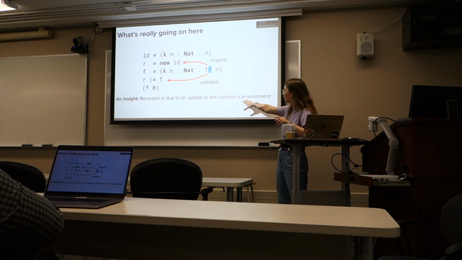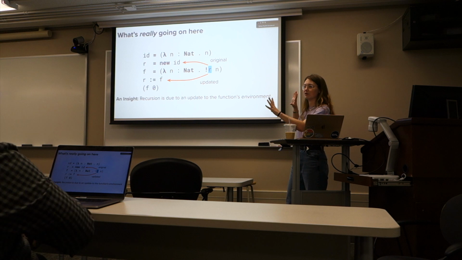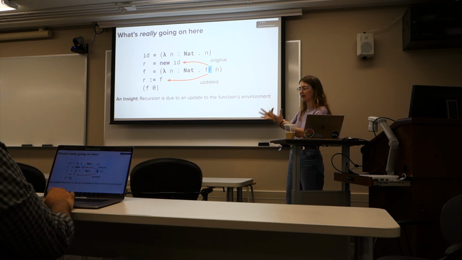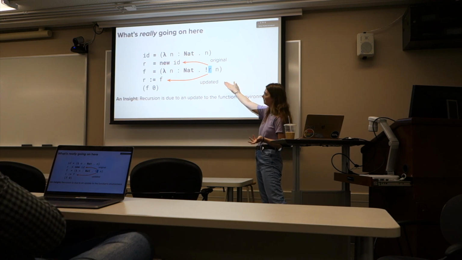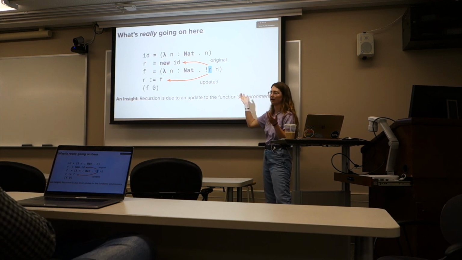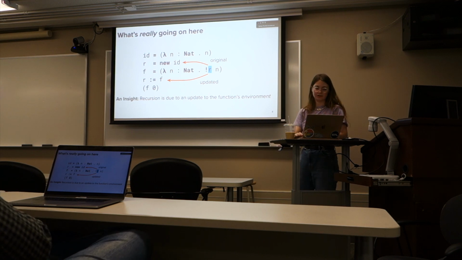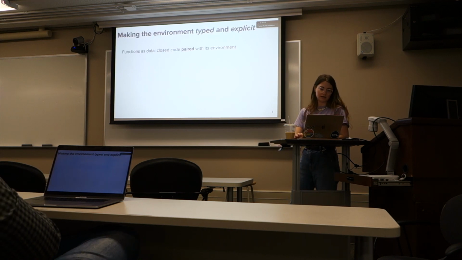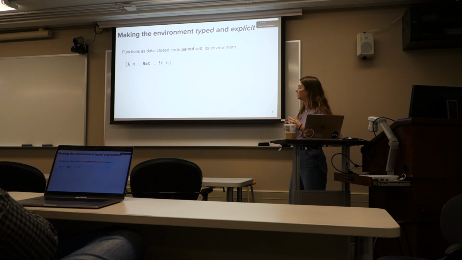Now that we know that there's something funky going on with the function's environment, we want to make that more explicit and typed, so we can actually see it, because at this point in time, we only have nat to nat. We don't know anything about that function's environment, so let's closure convert it so we can actually reason about its environment.